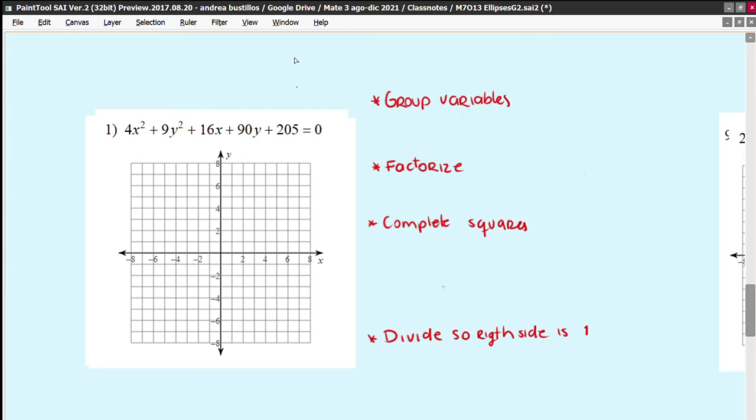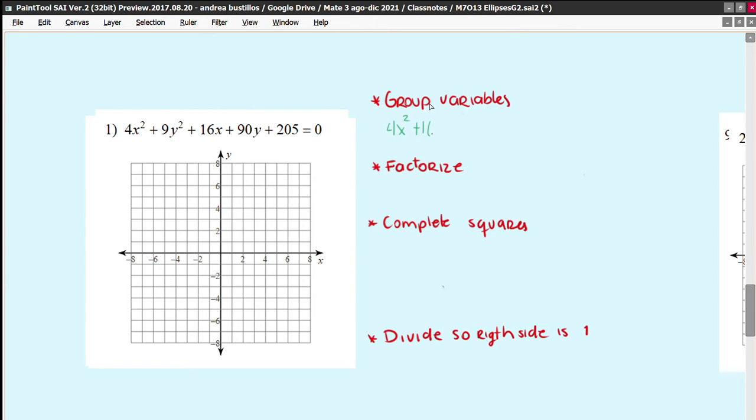To identify all of the components of an ellipse in its general form, as with other conics, first off we have to rewrite it in standard form. So to do that, we're going to follow the next steps. First off, we're going to group the variables. Write either all the x variables or all the y variables first, it doesn't matter, but let's group them.